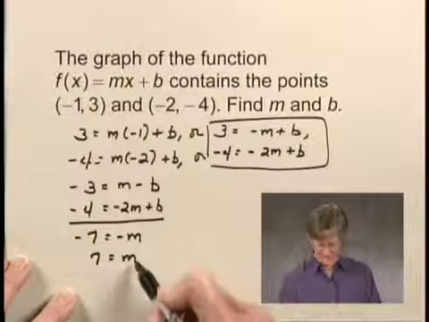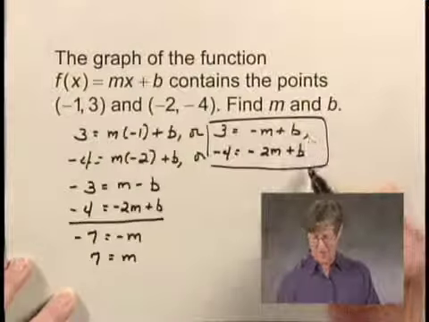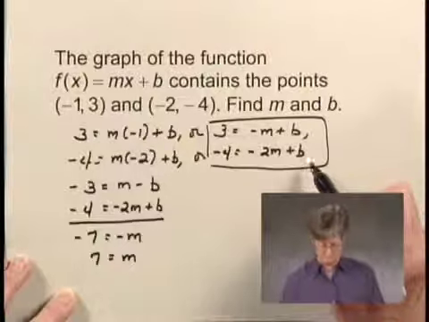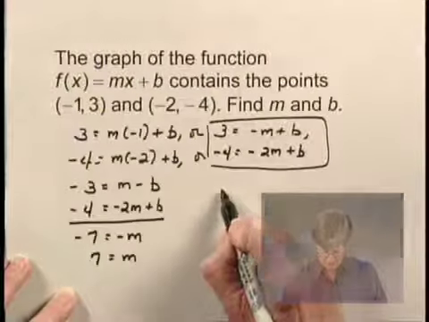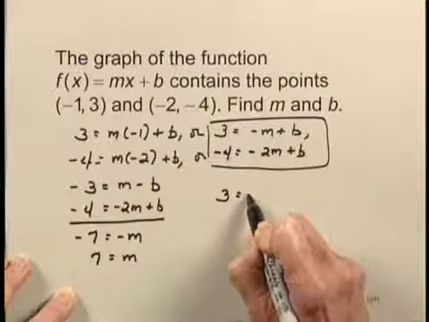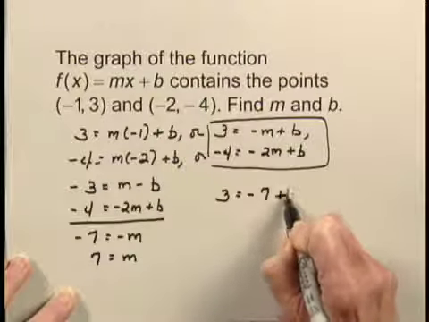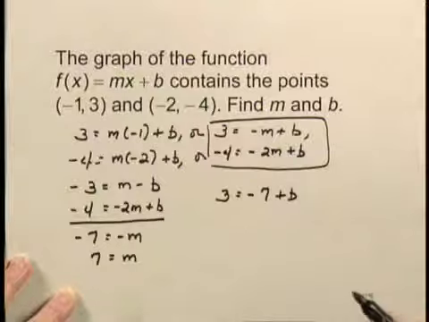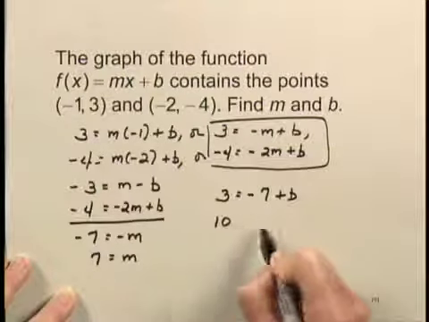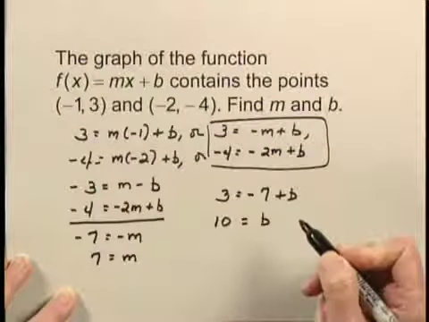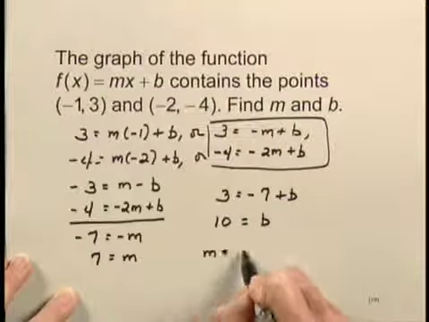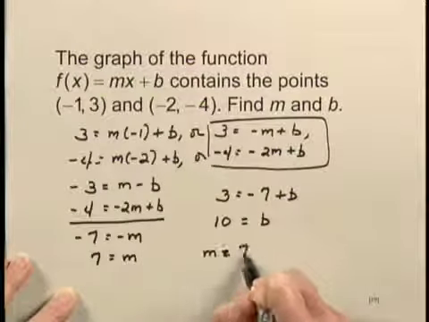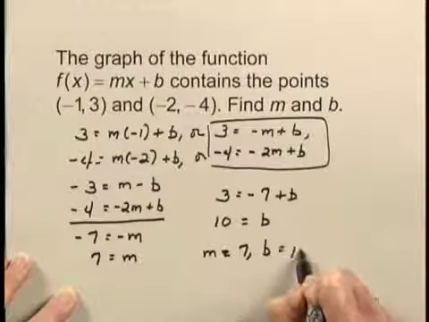And now I can take this value for m and substitute it in either of these two equations to find b. Let's use the first equation. So I have 3 is equal to the opposite of m, the opposite of 7, plus b. And if I add 7 on both sides of that equation, I get 10 is equal to b. So we have the result that we were looking for. m is 7, and b is equal to 10.